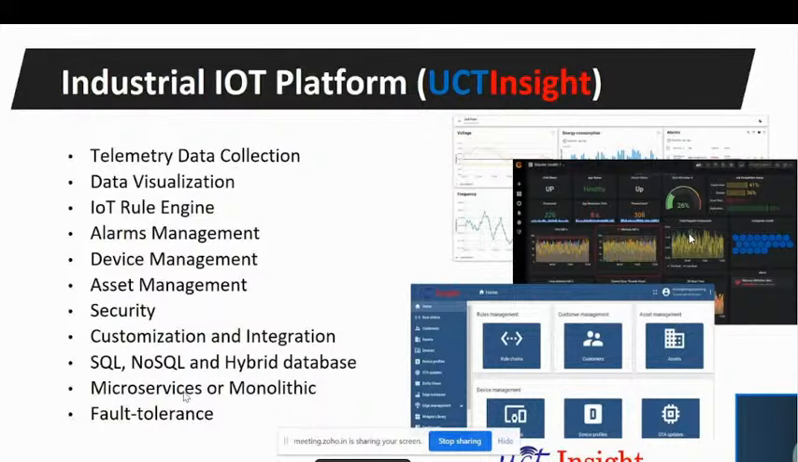Along with this is a very fault tolerant system, so everything works separately. So if any of the modules fail, it won't interfere with another module. We also provide this UCT Insights in both manners, like it is provided on the cloud and it can also be deployed on your premises.